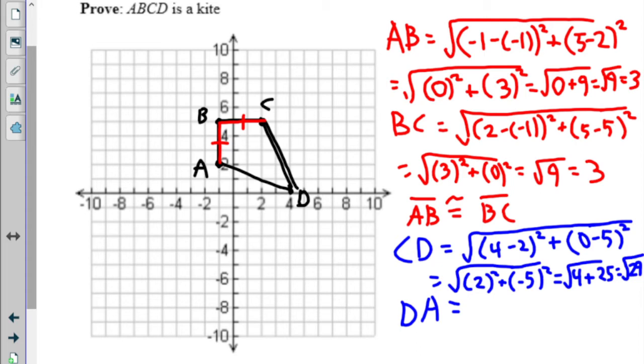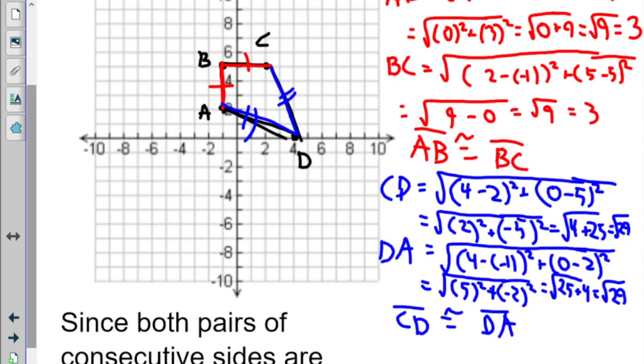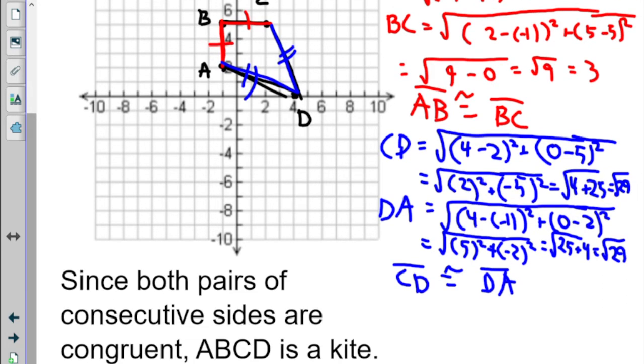So with that in mind, we have our distance from C to D. Pause here and see if you can get your distance from D to A. I'll give you a hint. It should be the same thing. And here comes your answer. Hey, look, it's square root of 29. Therefore, C to D and D to A were the same, which means that because the consecutive sides were congruent, that means that we have our kite that we were looking for.